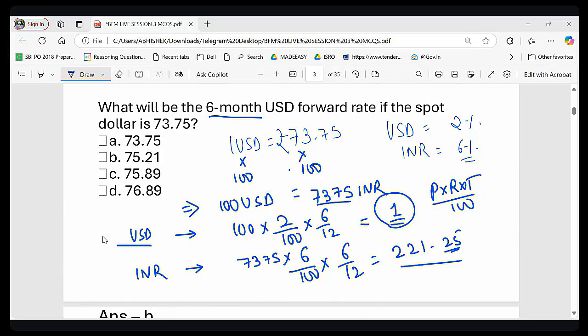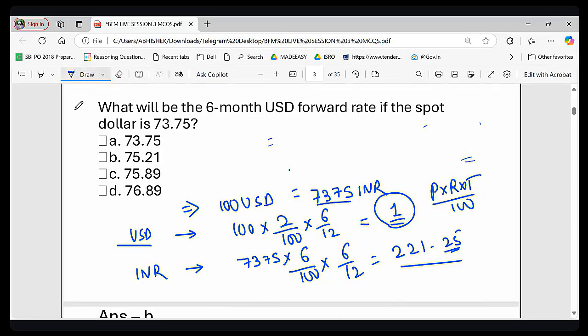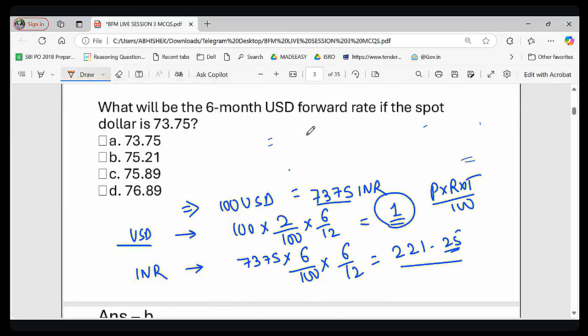So now what we do, let's add the interest to the principal amount, right? If we add the interest to the principal amount for these two currencies, we have two currencies, on one side USD, on the other side INR. So if we add interest to the principal for USD, how much will we get? 100 plus 1, because 1 is the interest for USD. This will be equal to 101 USD.